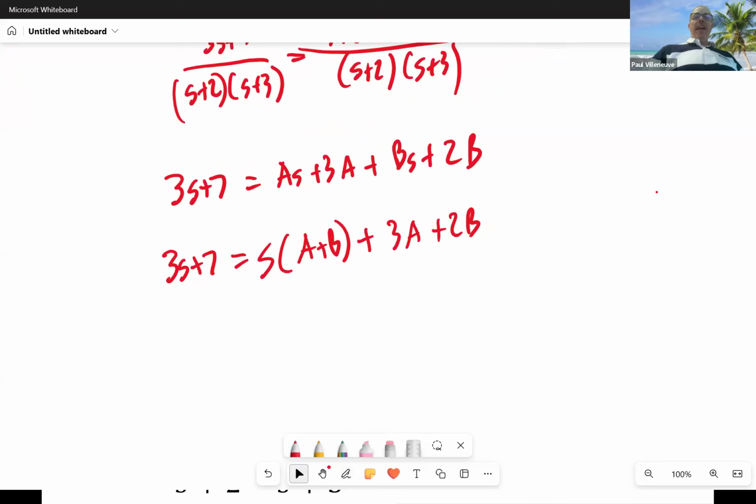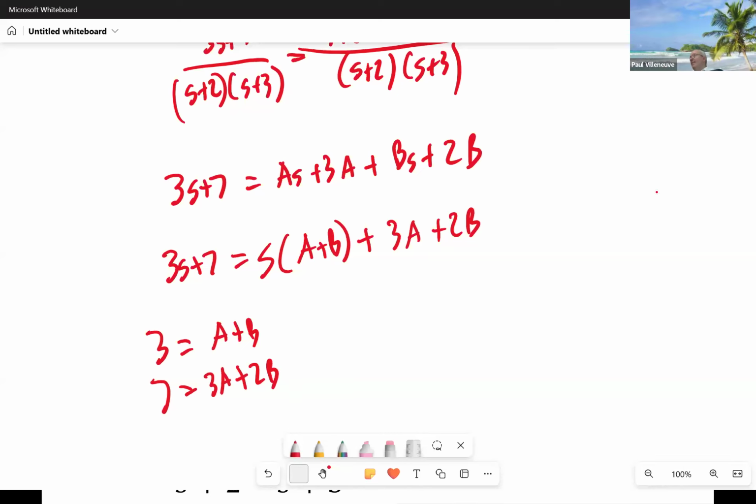I know that whatever multiplies the S has got to be equal to 3. So 3 has to equal A plus B. And the terms that aren't multiplying by S have to be equal to each other. Right? Got to be the same. So now I've got to do simultaneous equations, or I can use matrices, whatever you want. We'll just do simultaneous equations because it's pretty easy.